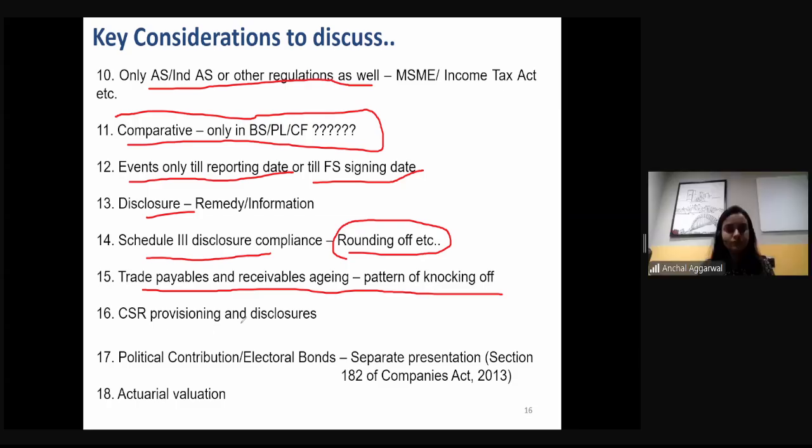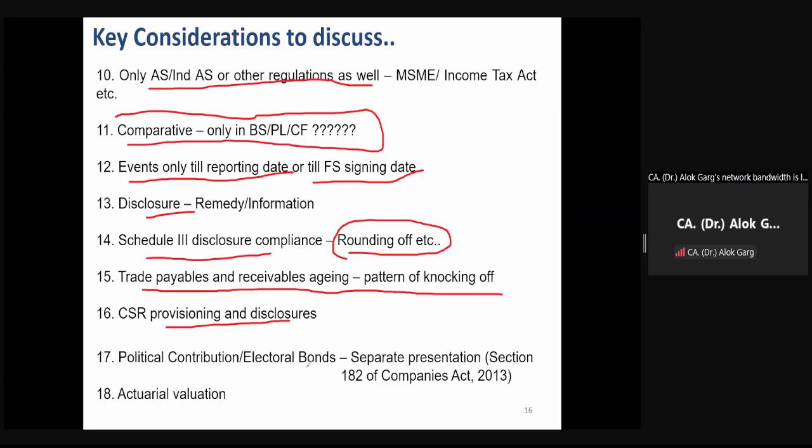Right. CSR provisioning and disclosure, we talked about. The political contribution or electoral bonds, we talked about. Actuarial valuation is again important and mandatory. In India, it is mandatory, in accounting standards, of course. If more than 50 employees are there, you have to do the actuarial valuation, correct?